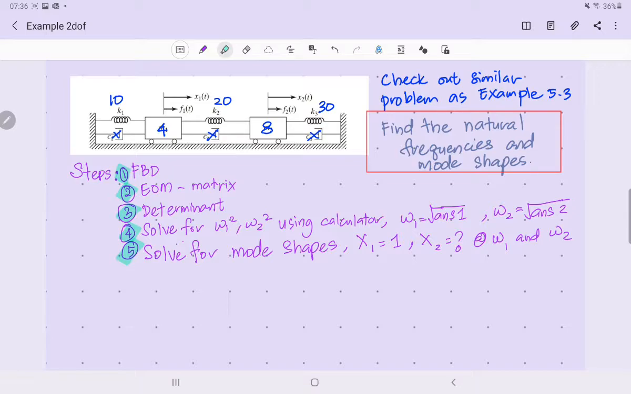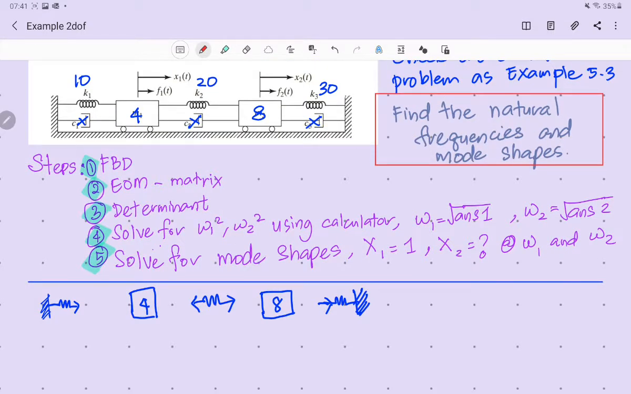X1 equals 1 because it's a relative amplitude. You always set x1 equals 1 and you solve for x2 at each of the omega 1 and omega 2 values. So let us take a look at how we solve this.